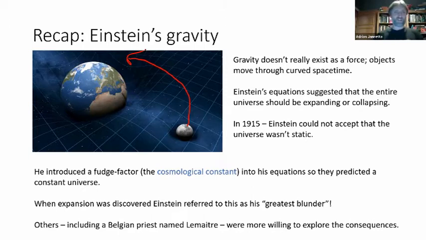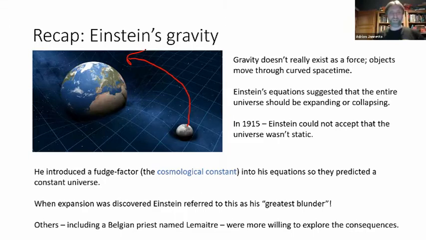Now, when Einstein tried to apply this idea to the universe, he was a little bit shocked and dismayed to discover that his equations predicted that the universe should either be expanding or collapsing. And he didn't think it could be collapsing, because if it was going to collapse, it would have collapsed by now. So his equations were effectively telling him the universe should be expanding.